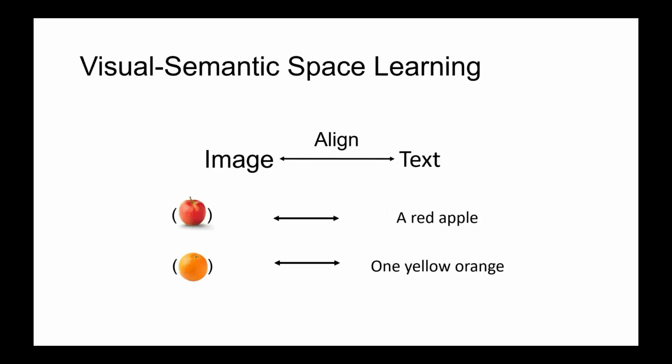So following up on this kind of work, we also have a generic way to do visual semantic space learning. This has actually been studied for a long time. It's trying to align the image and the text. Still using this as an example, we have an apple, with descriptions like a red apple, an orange, and one yellow orange. The method is trying to map these visual signals to the text descriptions of each image, and vice versa.